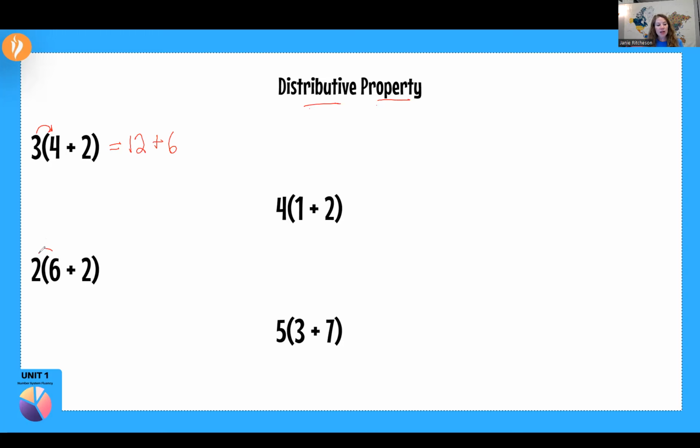All right, so let's distribute our 2. So what's 2 times 6? And what's 2 times 2? 4. So I've just rewritten this expression a different way that is equivalent. All right, you guys try the last two.